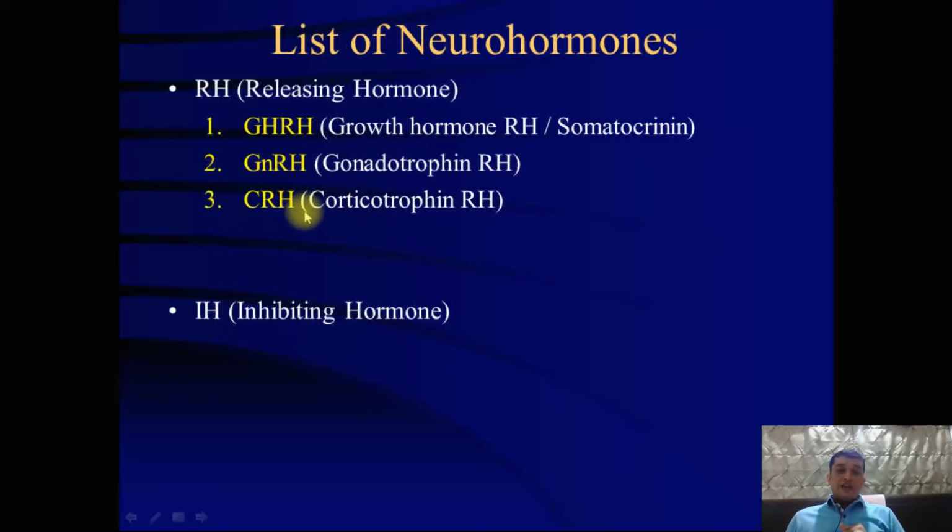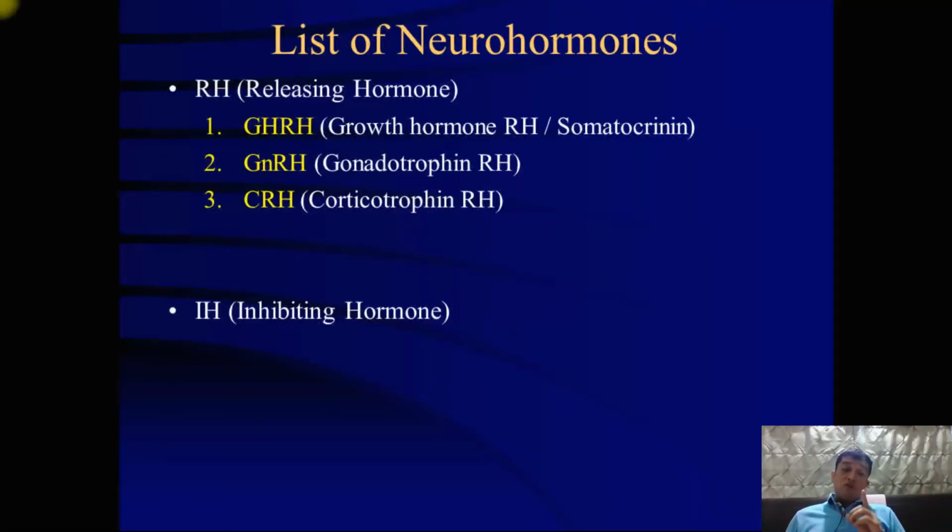Third one is CRH, that is corticotrophin releasing hormone. This hormone induces release of corticotrophin, and corticotrophin, as you are just going through this word, right, somatotrophin, which is a name of growth hormone, gonadotrophin, that is FSH and LH. Similarly, corticotrophin, which is ACTH, adrenocorticotrophic hormone.